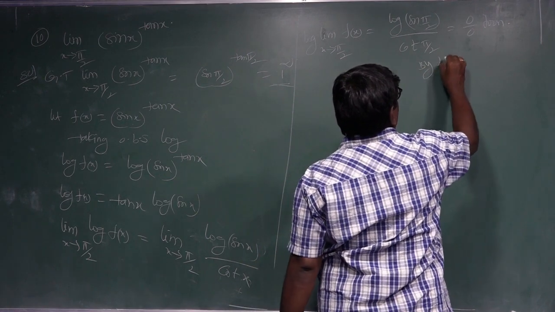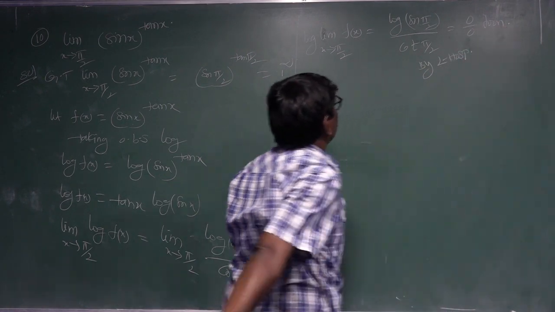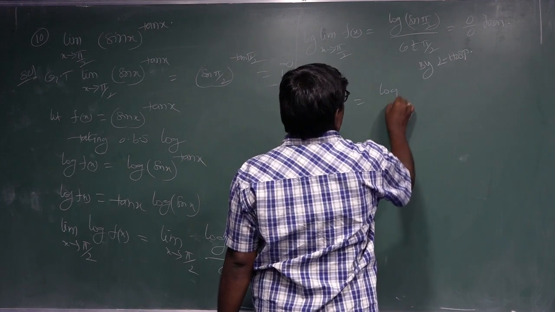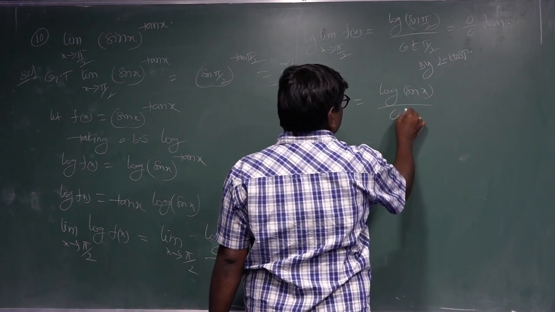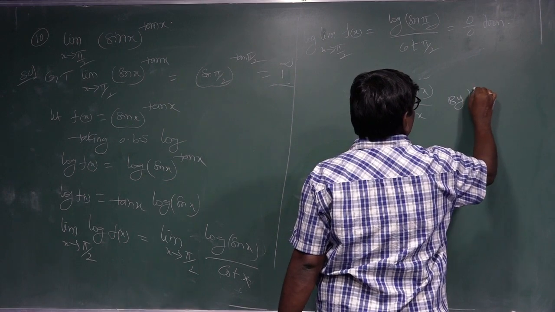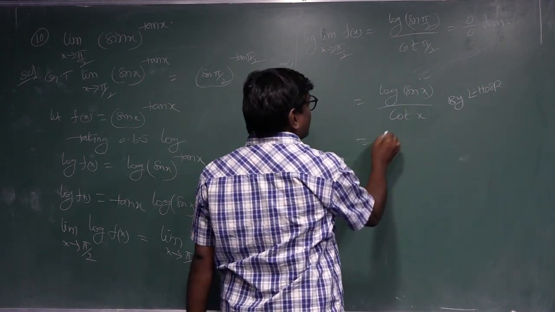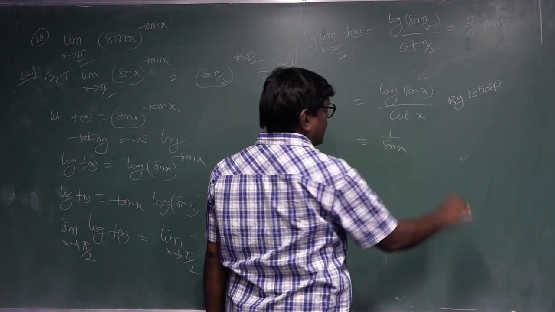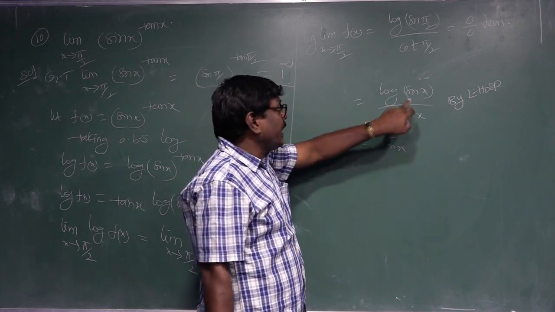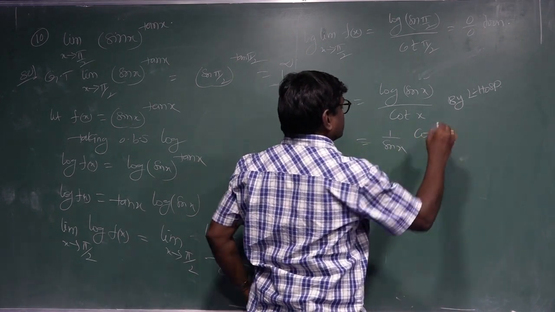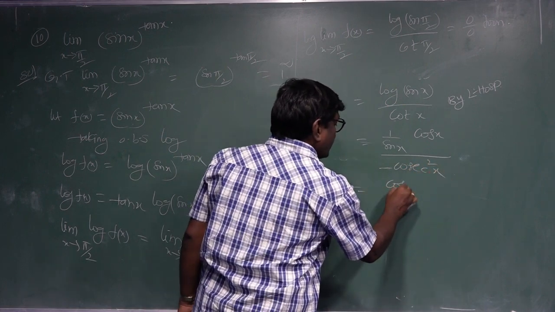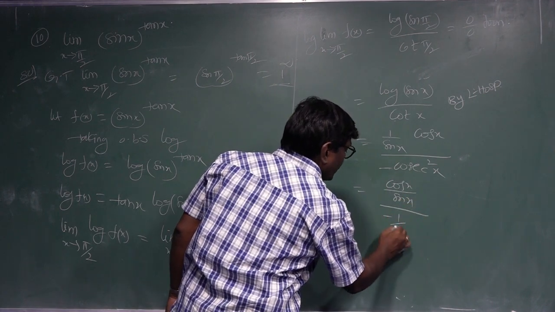Using L'Hospital's rule on log of sin x by cot x: the derivative of log is 1 by sin x, into the inner derivative, the derivative of sin x, which is cos x, divided by the derivative of cot x, which is minus cosecant square x, that is minus 1 by sin square x. So this is cos x by sin x by minus 1 by sin square x.